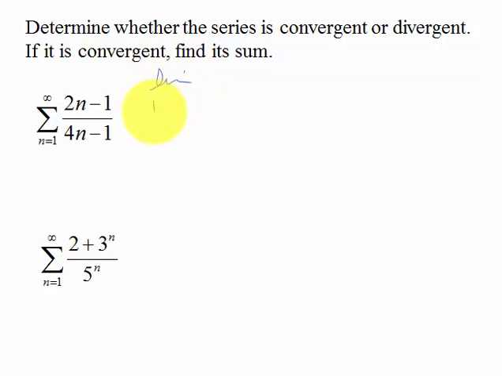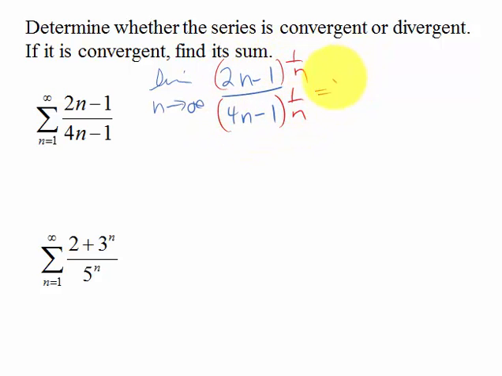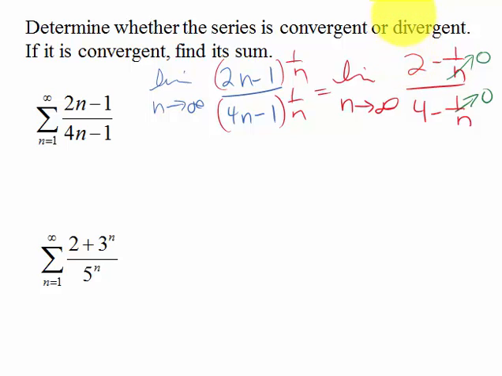So we're going to look at the limit as n goes to infinity of the terms that are in this series. And as we look here, we can see that if we had these multiplied by 1 over n, it would be the limit as n goes to infinity of (2 minus 1 over n) over (4 minus 1 over n). And so as we let n go to infinity, these two terms go to 0, and the terms in this series go to 2/4 or 1/2.